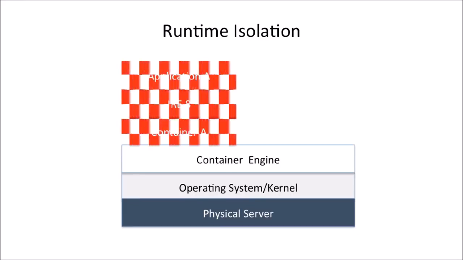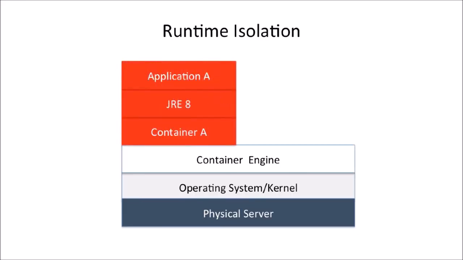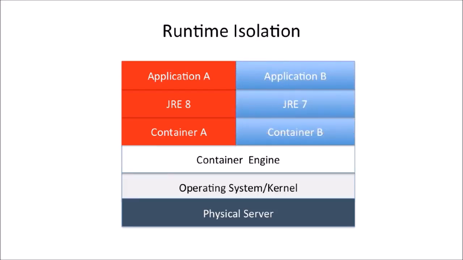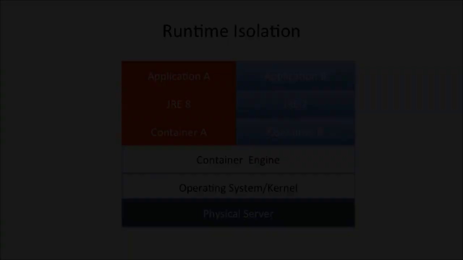Let's say application A requires JRE 8. Then we just install JRE 8 in the first container and run application A in the first container. For application B, it requires JRE 7. Then we just install JRE 7 only for the second container and run application B inside the second container. In this way, we have two containers on the same machine running two different applications, each with a different JRE version. This is what we call runtime isolation.